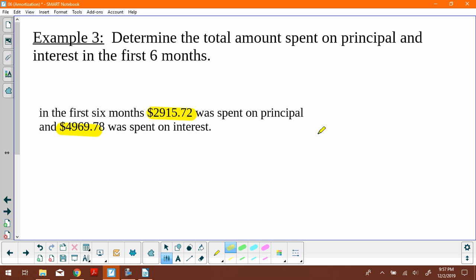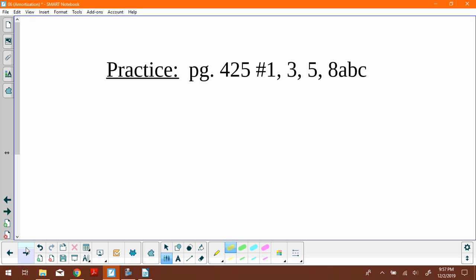We'll talk a little bit more about that in the next couple of days. So the practice work I'd like you to look at is on page 425, number 1, 3, 5, and 8, parts A, B, and C. Or of course you can work on the assignment that was handed out.